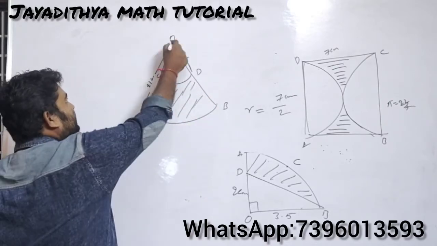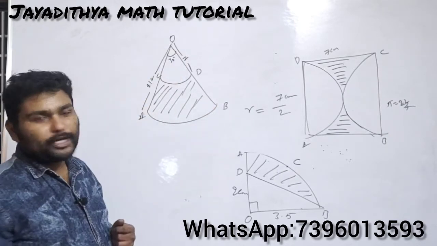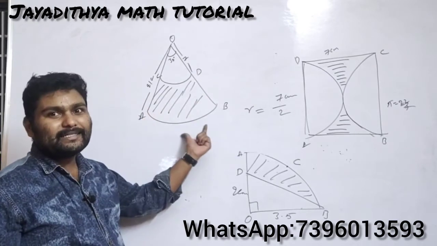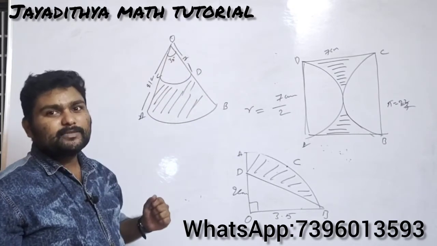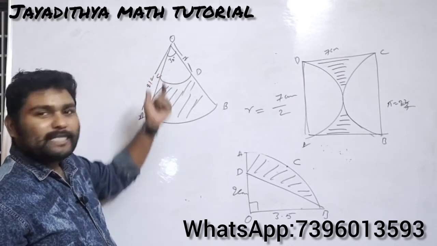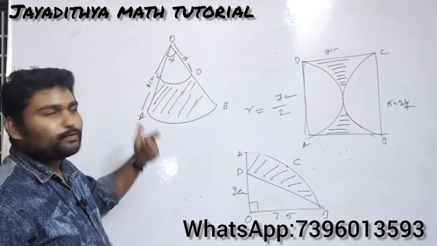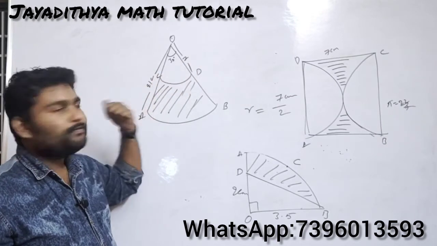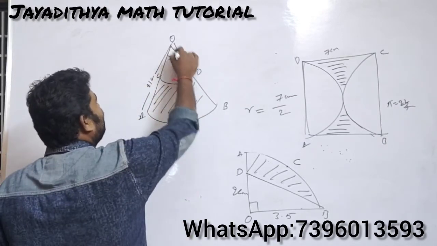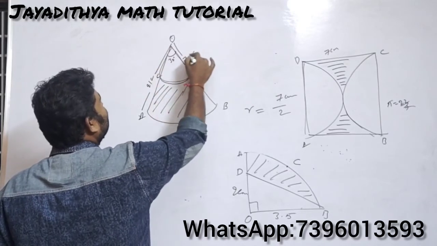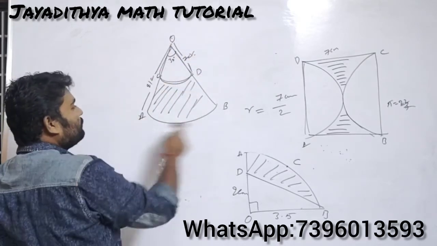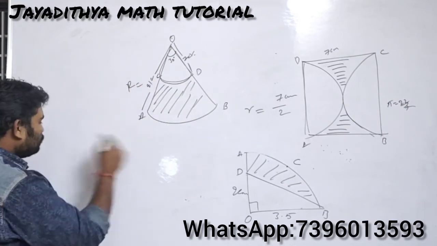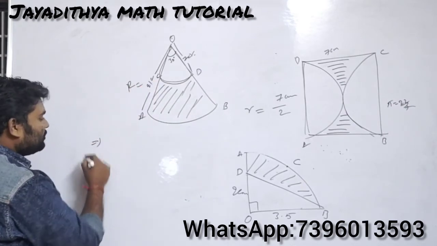If you observe, OAB is a sector, and OCD is also a sector. So OAB is the bigger sector. From the bigger sector you subtract the smaller sector, then you will get the answer. What is the area of a sector? Theta by 360 into pi r square. Take the pi value as 22 by 7. Why? Because both values are multiples of 7. When you are finding the area of the smaller sector, you take r equal to 7. When you are finding the area of the bigger sector, you take r equal to 21 centimeters. This is a very simple problem actually.